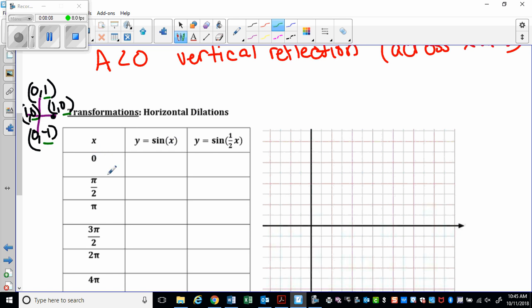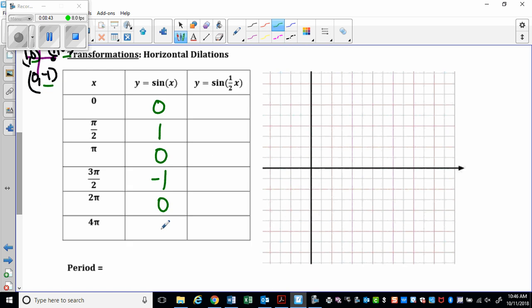Sine at 0 radians is right here, and our y value is 0. Sine at pi over 2, this is pi over 2, our y value is 1. Sine at pi, our y value goes back to 0. Sine at 3 pi over 2, our y value is going to go down. It's going to be at -1. And then at 2 pi, we're going to go back to 0. Even if I go around the circle again, at 4 pi is going to be right here, and sine is going to also be 0.